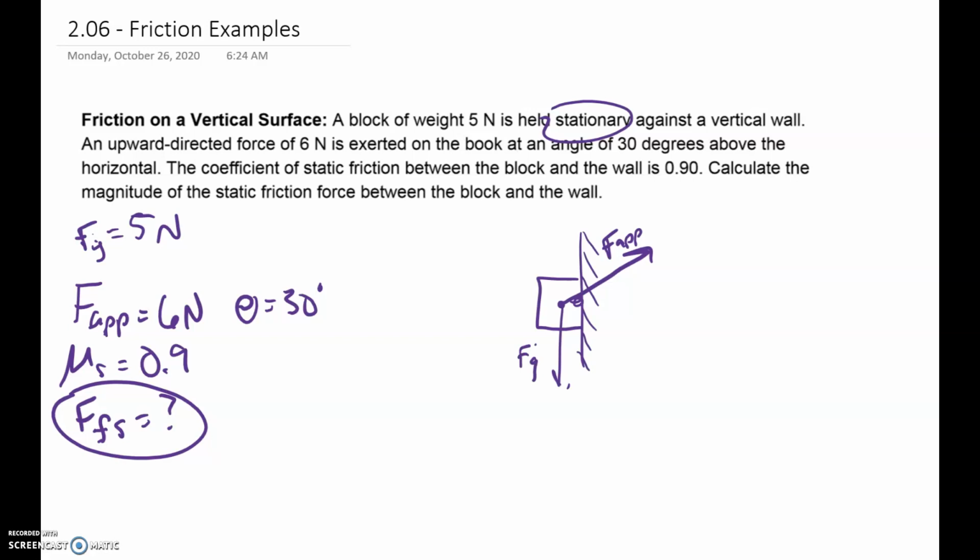Alright, and then we also have friction. So looking at what direction the friction force will point, there's a couple of different ways we could reason it. One would be looking and seeing, okay, well, force of friction is going to act opposite the direction the object would move. Well, if this object would move, it would move straight down, so therefore force of friction has to be straight up.